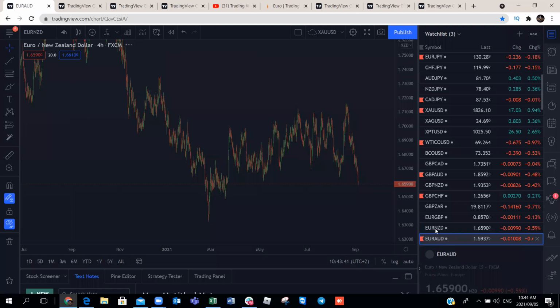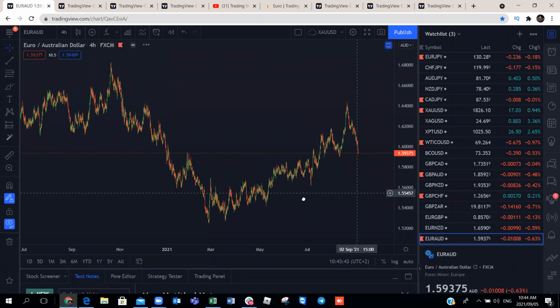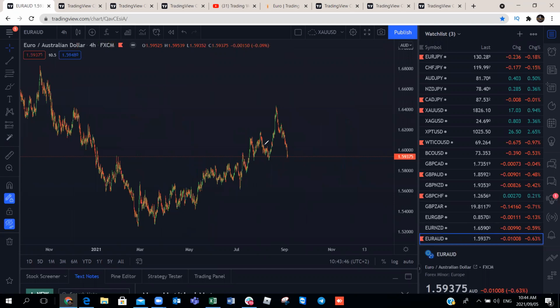EURAUD, similarly, you've seen this one. You've seen how we picked the top here. This was our trade of the week about 3 weeks back, where we expected this to push to the upside, picked the top here. We're coming down here. We're looking for a pullback and continuation to the downside.